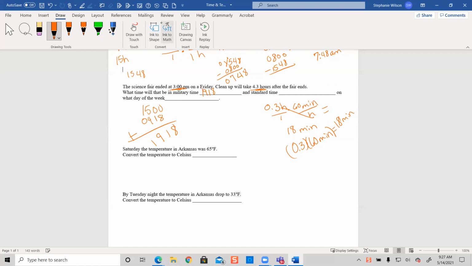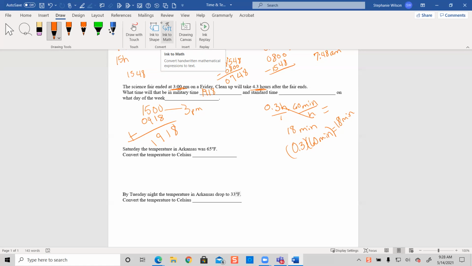Clean up and everything, you're leaving. And what time of the day is that? Well, if 15 is 3 p.m., right? 15 is 3, 16 will be 4, 17 will be 5. Kind of get the pattern.